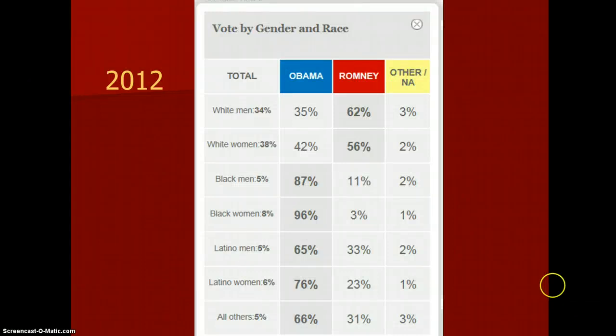We talked about how when gender and race collide, white men are typically supporting Romney, which is no surprise, at about 62%. White women are supporting him at 56%. So we talked about in last year's election in 2012, when white women had to choose between their whiteness or their femininity, oftentimes they were voting in terms of their whiteness and following Romney's beliefs. Black men and black women are strongly Obama. Latino men and Latino women are also Obama supporters, not as strongly as African American men and women.